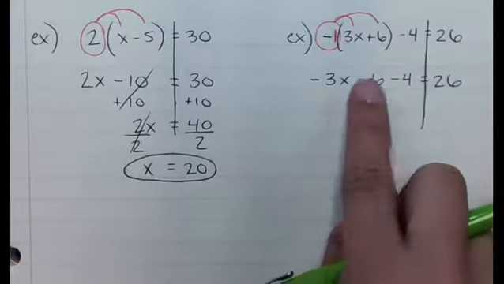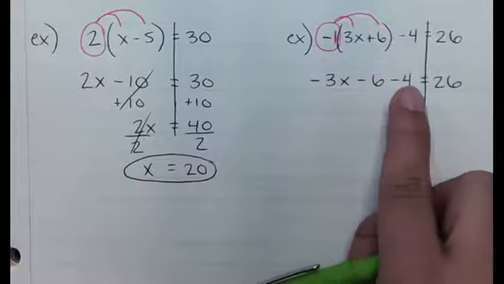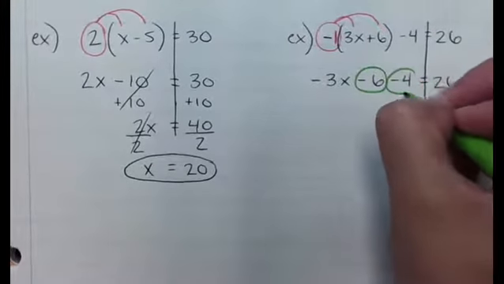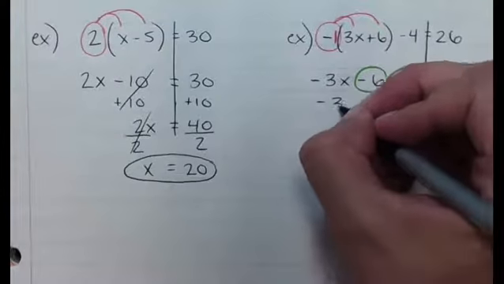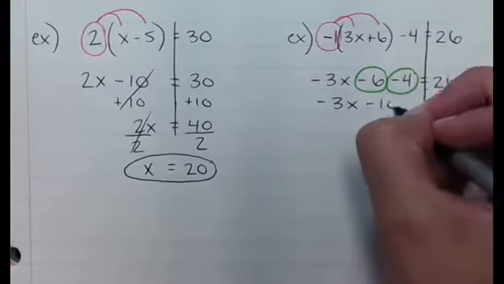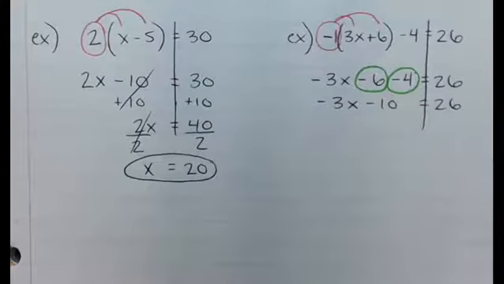Okay, can I combine anything on the left side? I have negative 3x, negative 6, negative 4. Okay, you should be able to see that I can combine these last two because they're just numbers. So I can combine those two together. So this negative 3x falls down. Negative 6 minus 4 is negative 10. And that equals 26. Now what do you notice?